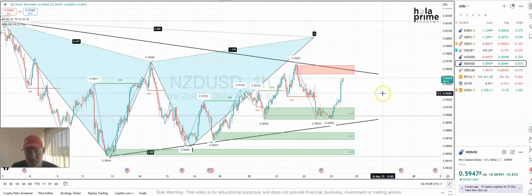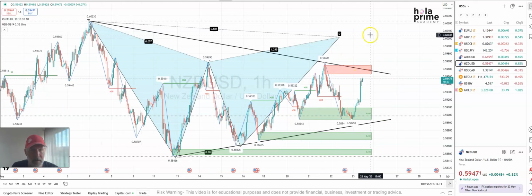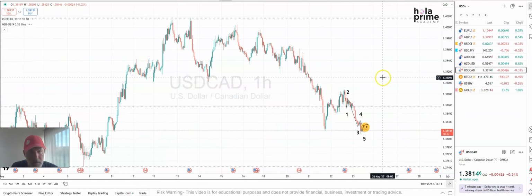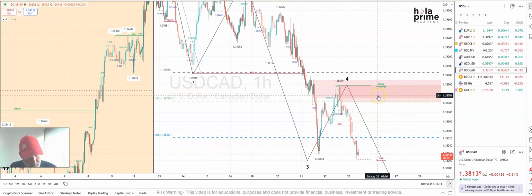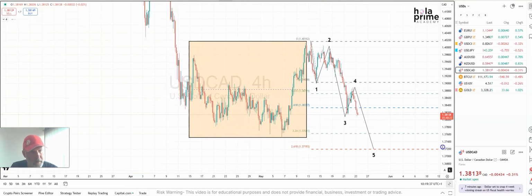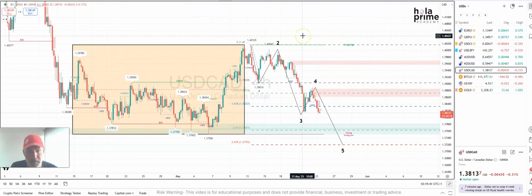New Zealand dollar, exactly the same, slightly different pattern, but just a large symmetrical triangle pattern. Has the potential to break, or has the bias to break to the upside. I think that breakout is going to be false, and then we'll move lower. Okay, dollar CAD, bit of a mixed view here. Wyckoff, or Wyckoff theory, I don't know if anybody studied that.